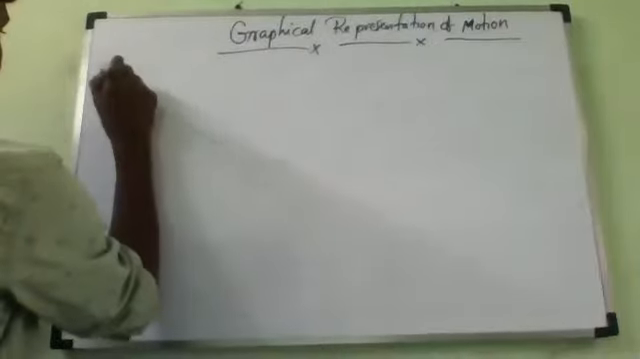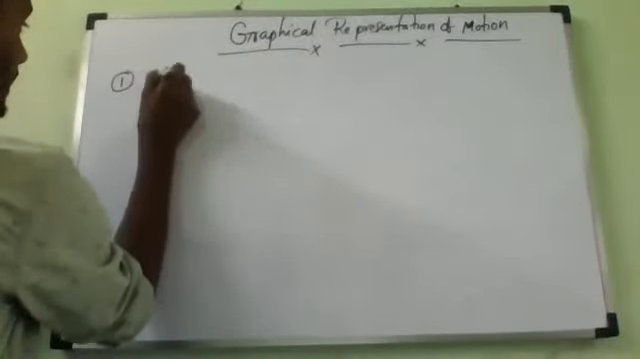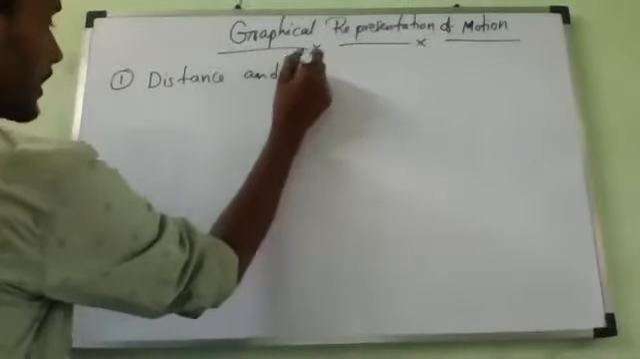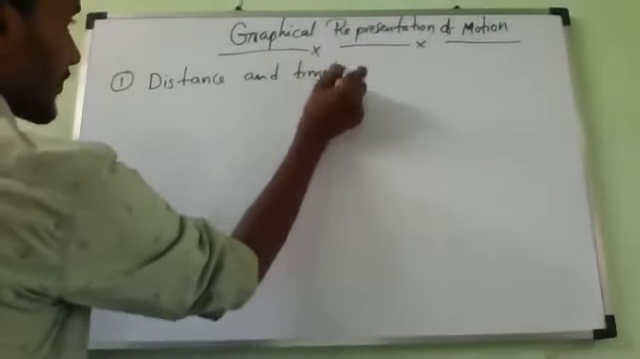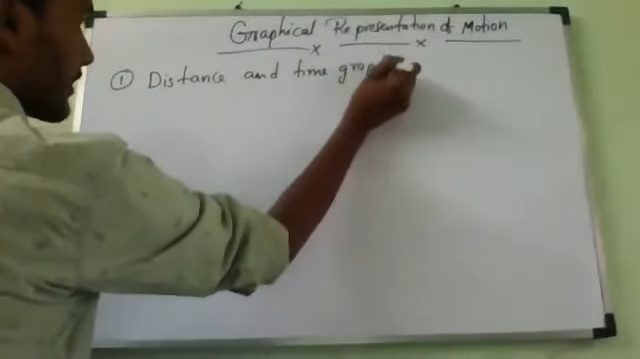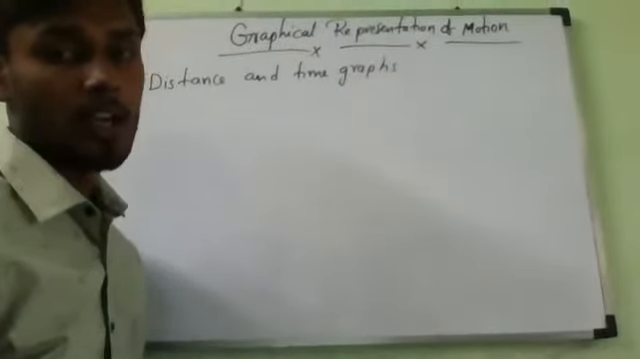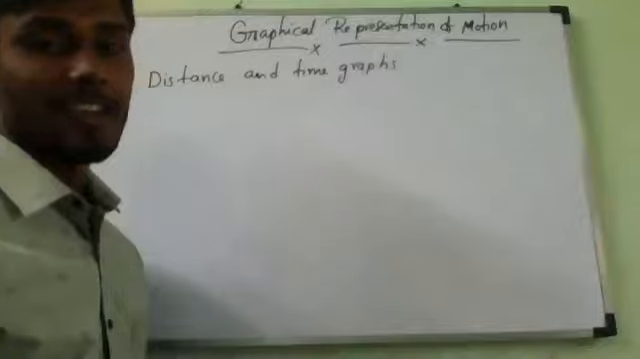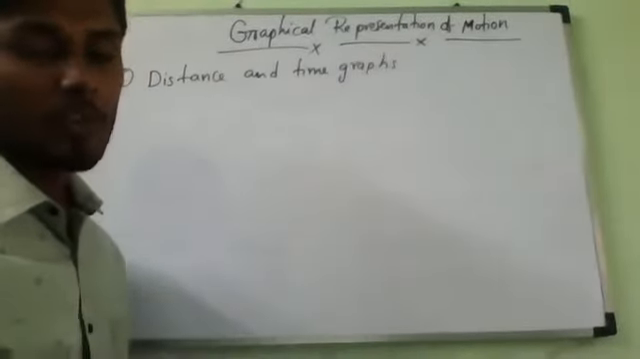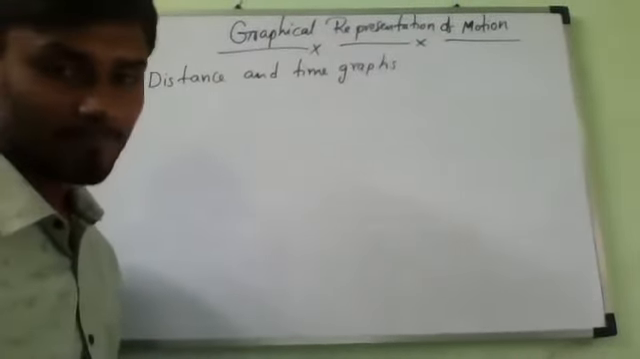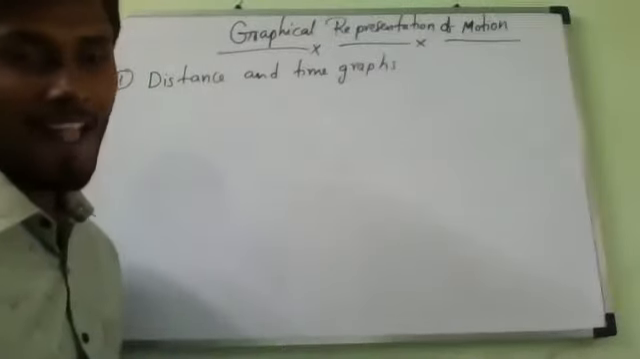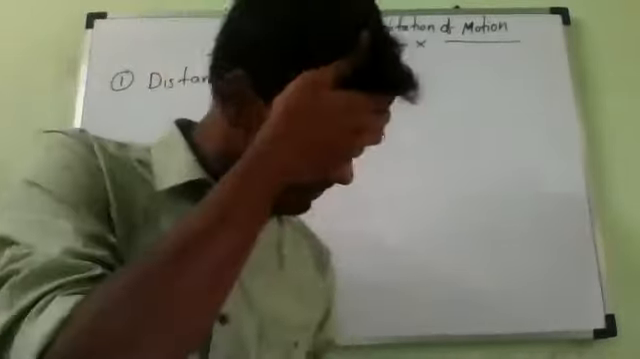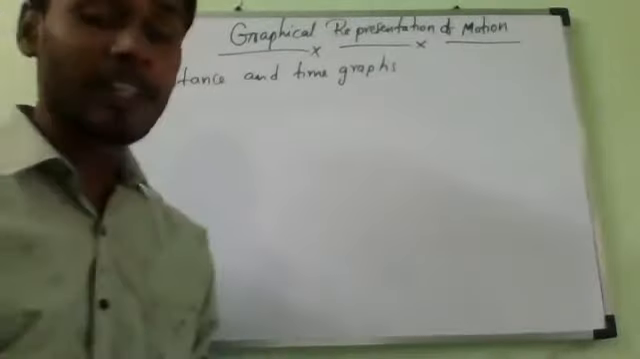What is the first type of graph? Distance and time graphs. What is that? Distance and time will give you one thing. What is that? Distance divided by time, what will it give?